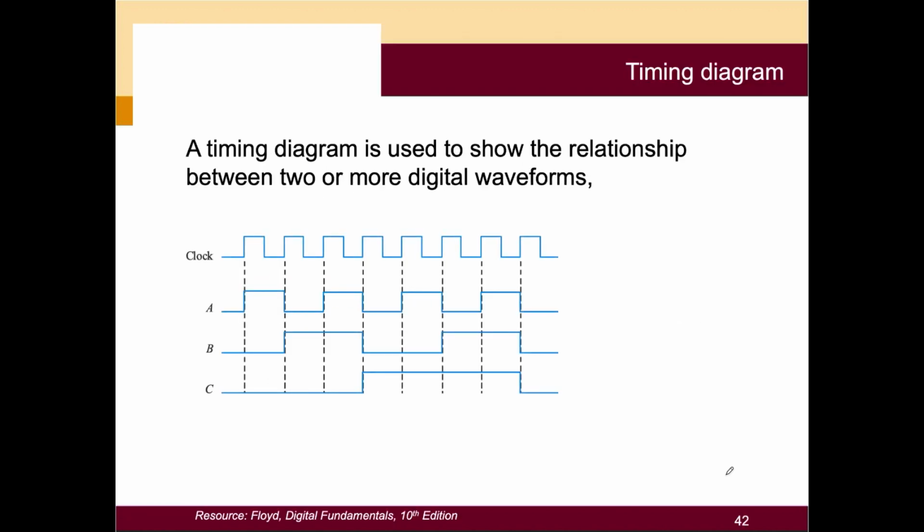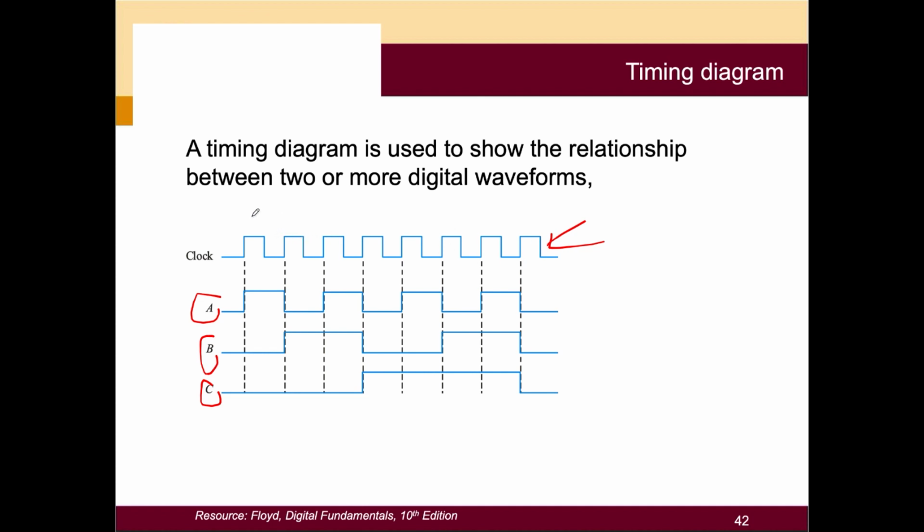Okay, timing diagram. A timing diagram is used to show the relationship between two or more digital waveforms, because if you have only one, how can you relate it to another signal? So you need to have two or more digital waveforms. Over here you are given the clock signal, and then another signal A, signal B, and signal C. You need to draw a timing diagram of their relationship.